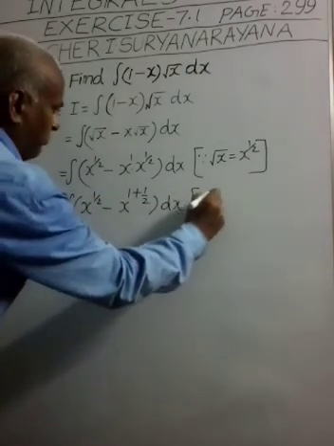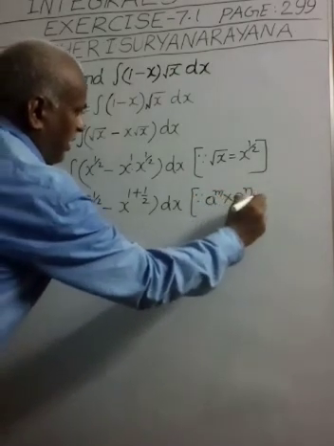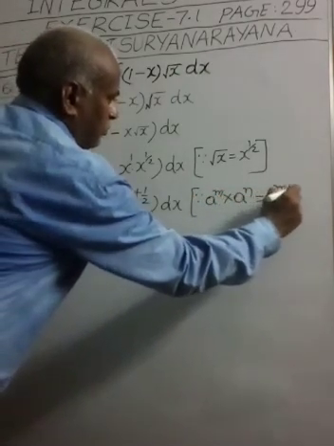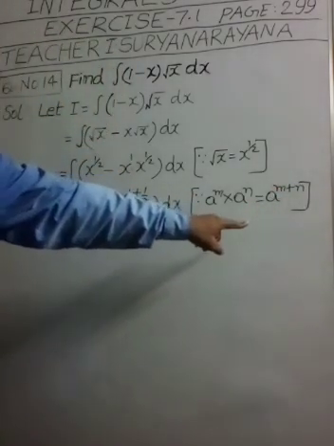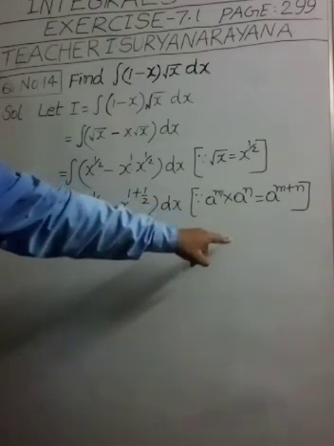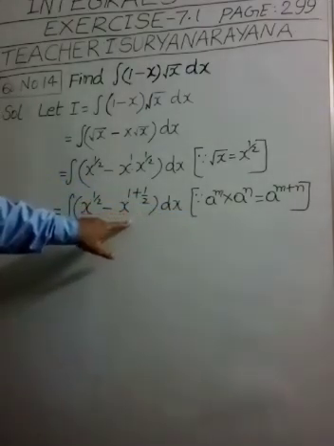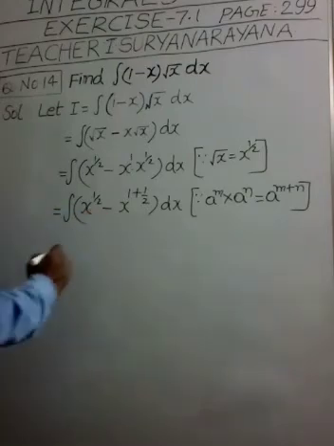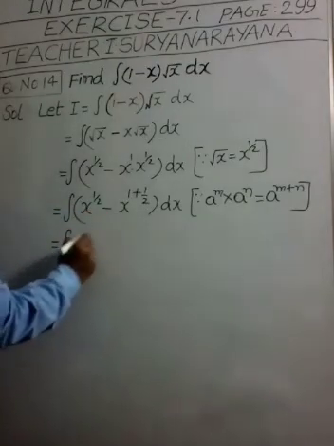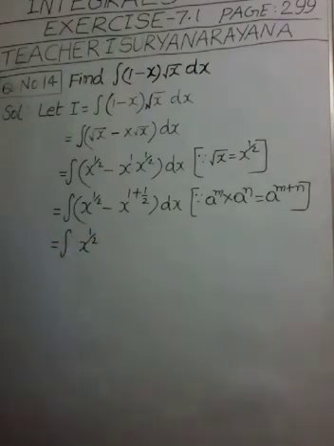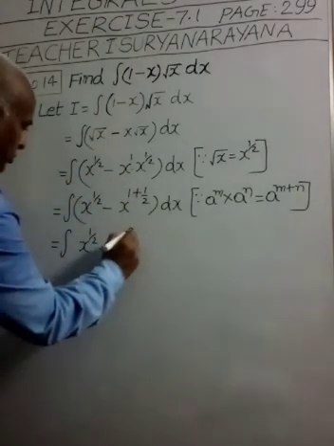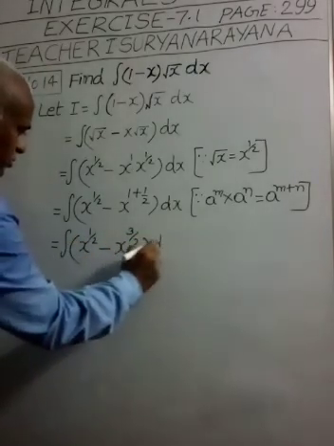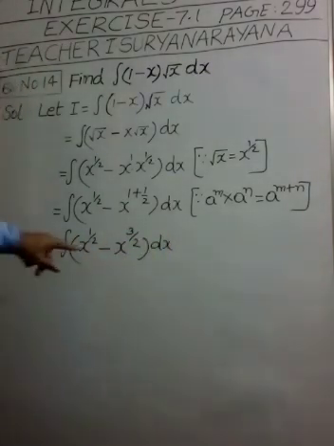Because a power m into a power n is equal to a power m plus n. By using these laws of exponents, we wrote the second term. Understood the second term, my children? Right. That is equal to integral, we write the first term as it is, minus x power, what will you get here? Exponent of x, 1 plus 1 by 2 is 3 by 2, whole dx. Understood this step, my children?